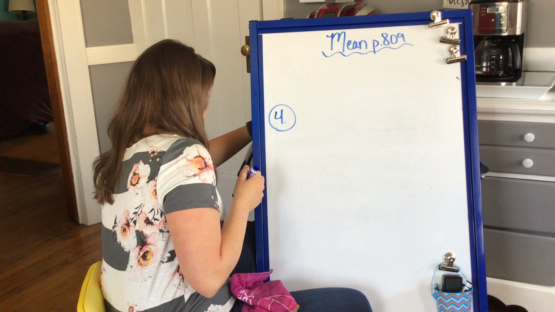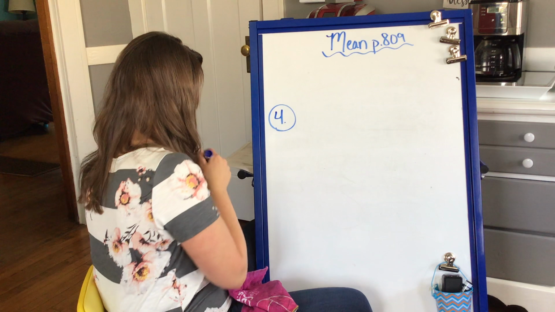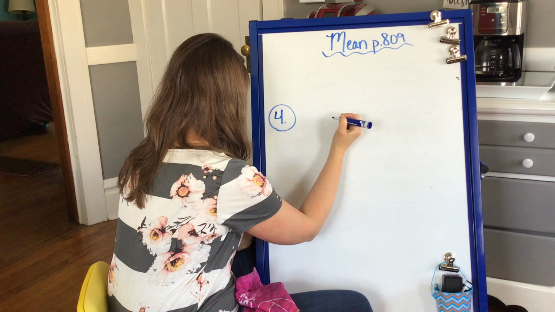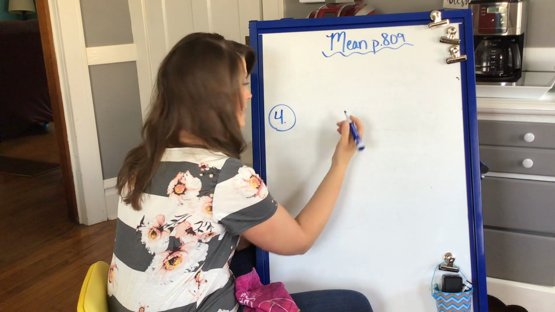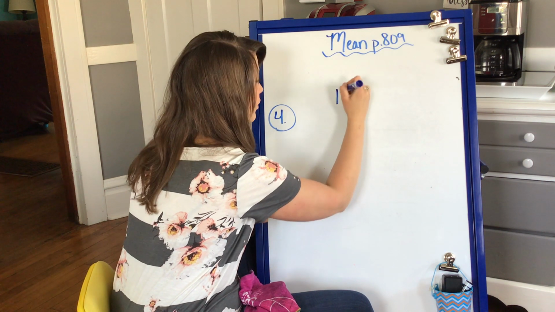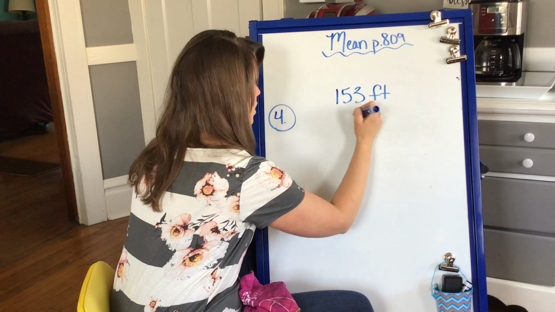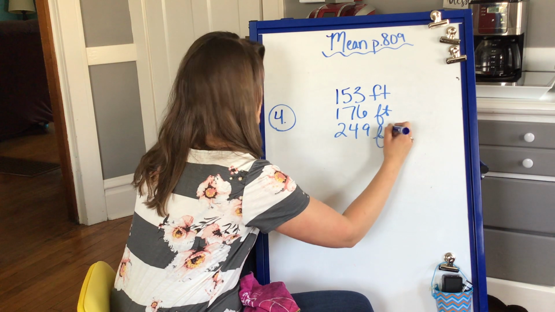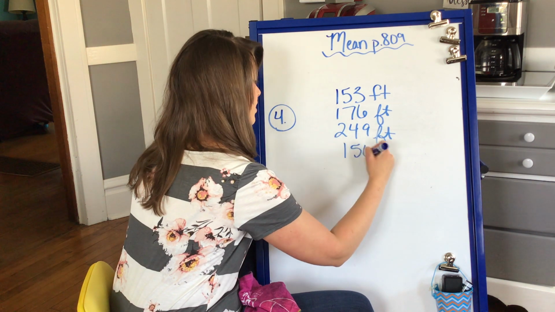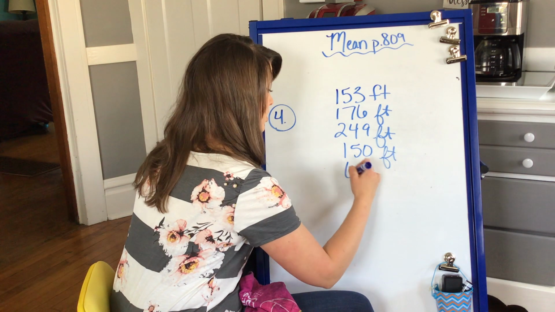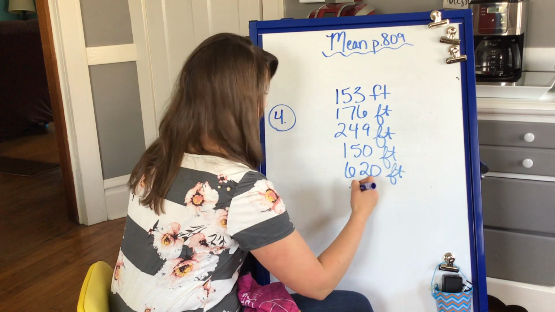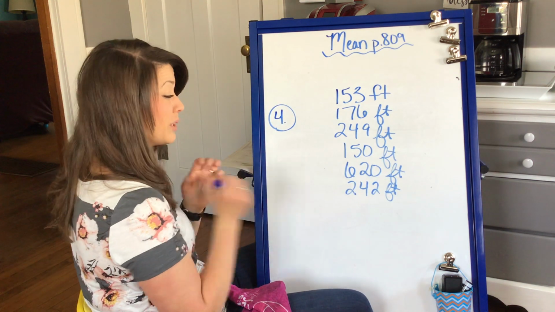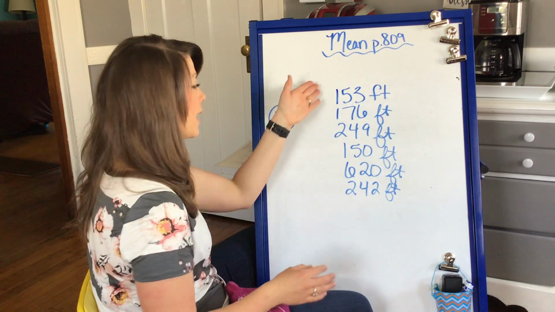Alright, the last one is number 4, which is the height. So if I'm talking about maybe some places, these are some heights of falls that are on here. And I have 153 feet, 176 feet, 249 feet, 150 feet, 620 feet, and 242 feet. Okay, now this one you might have remembered, this is one that we did last time as an example. So I want the average amount of feet.